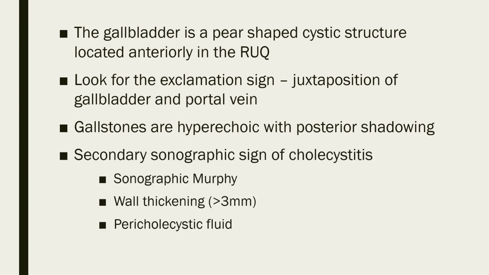Secondary sonographic signs supportive of the diagnosis of acute cholecystitis are sonographic Murphy sign, wall thickening beyond 3 mm, and pericholecystic fluid. In general, it is important to remember that secondary signs of cholecystitis are not specific for the condition. Clinical context remains the most important finding in the interpretation of gallbladder sonography.